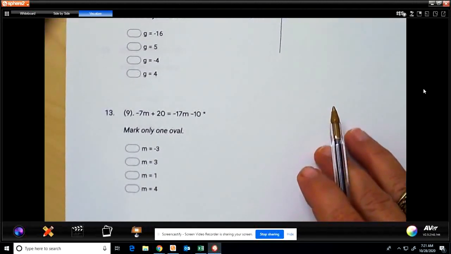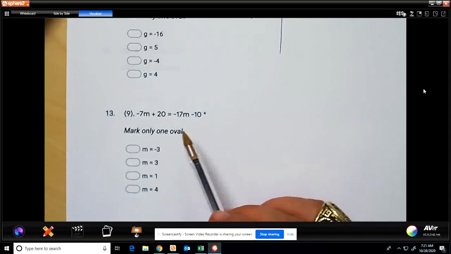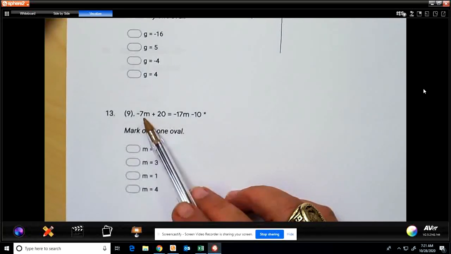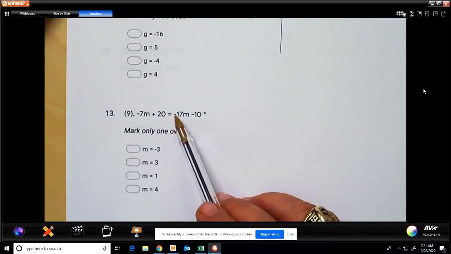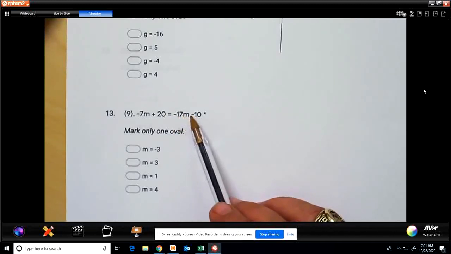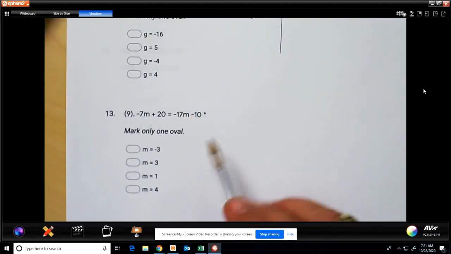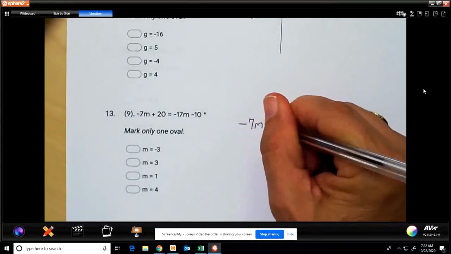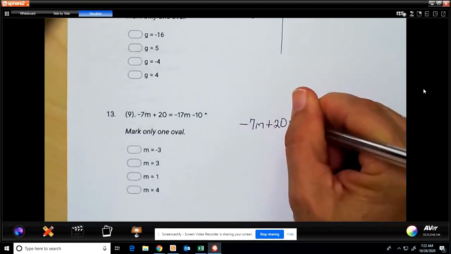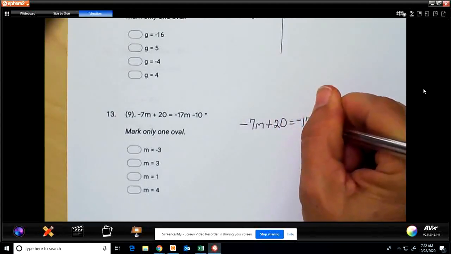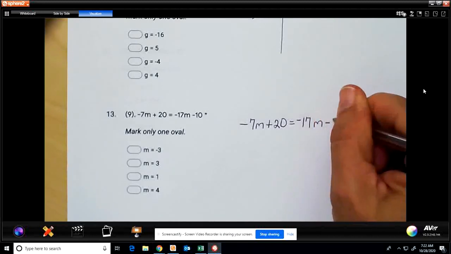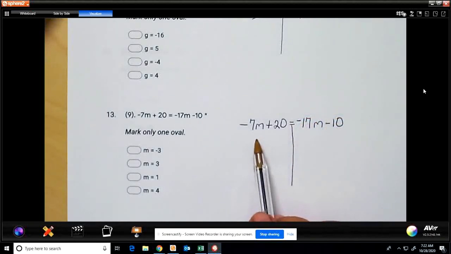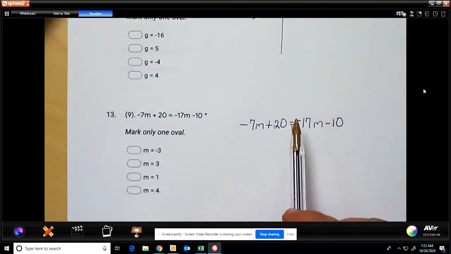Number 9. We're getting a little more complicated here. So now you have negative 7 times m plus 20 equals negative 17 times m minus 10. So I would rewrite it: negative 7m plus 20 equals negative 17m minus 10. And then I would draw my line, knowing that whatever I do on this side, I've got to do on this side to keep the equation balanced.